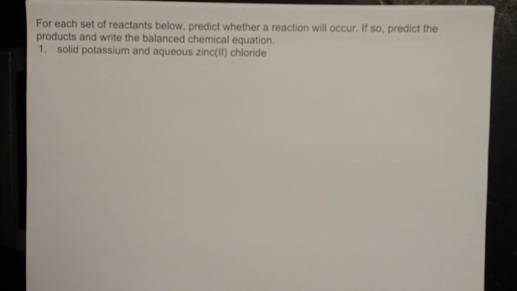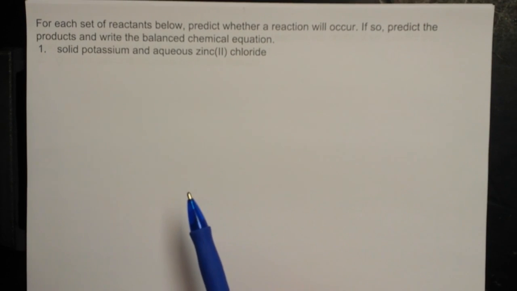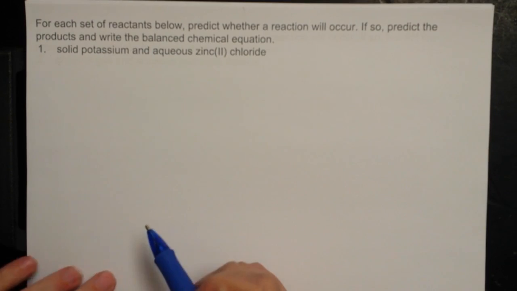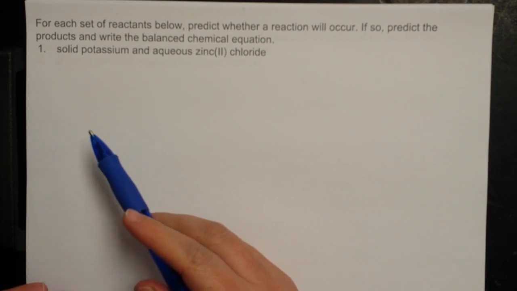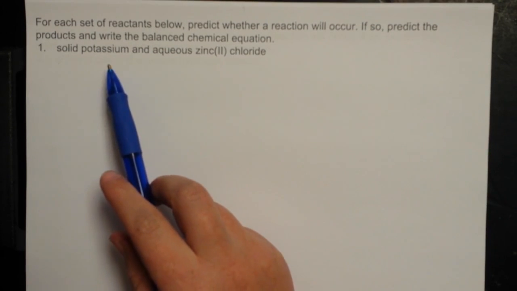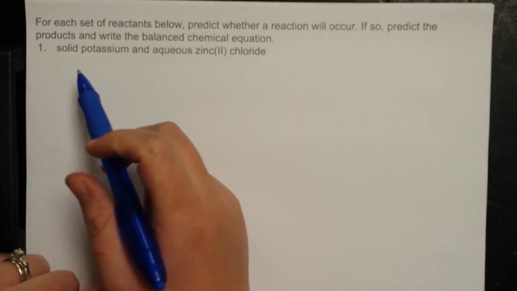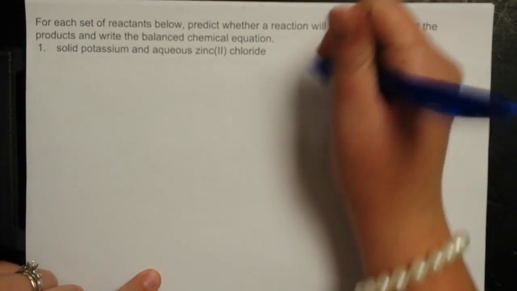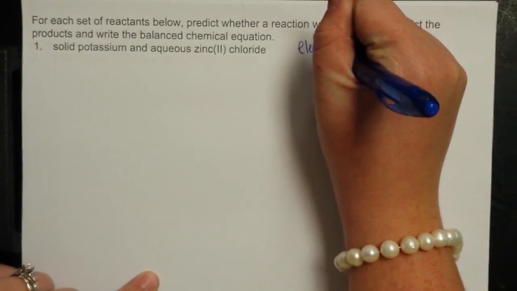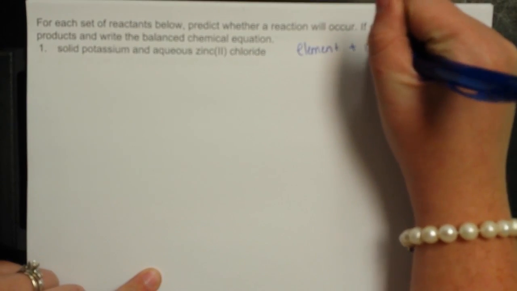Alright, so in this problem we're looking at single replacement or single displacement. They're both synonymous. And we are first being given only the reactants to see if even a reaction is possible. And the reason why is because in a single displacement reaction, you're going to have an element plus a compound.